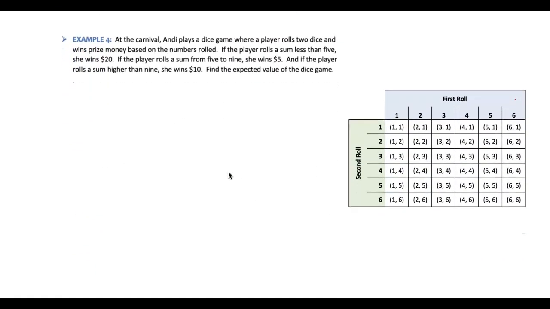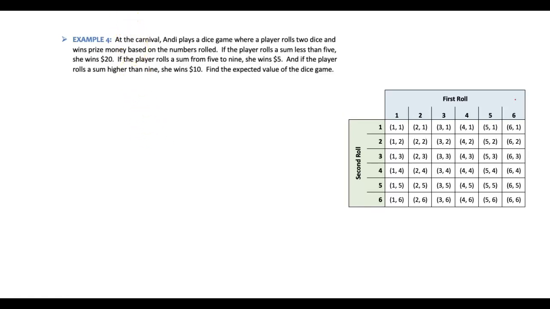Example 4. At a carnival, Andy plays a dice game where a player rolls 2 dice and wins prize money based on the numbers rolled. If the player rolls a sum less than 5, she wins $20. If the player rolls a sum from 5 to 9, she wins $5. And if the player rolls a sum higher than 9, she wins $10. Find the expected value of the dice game.